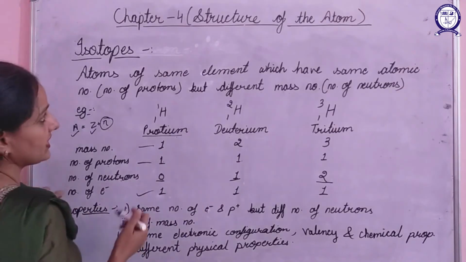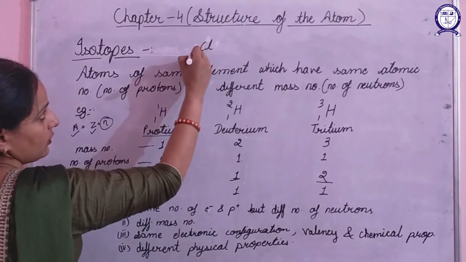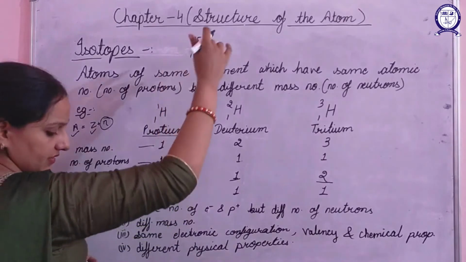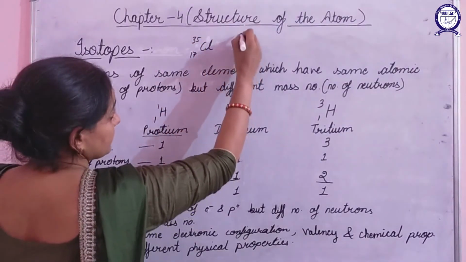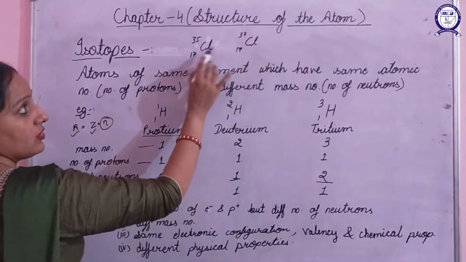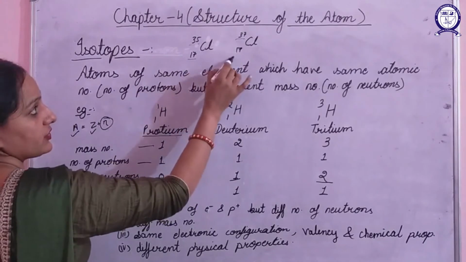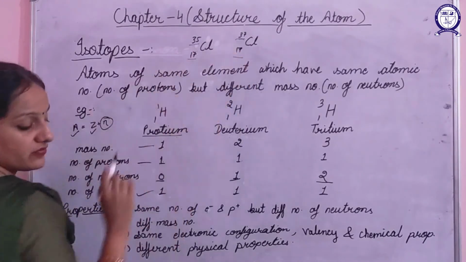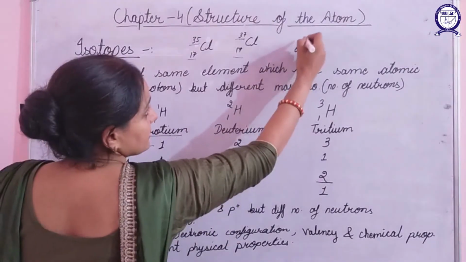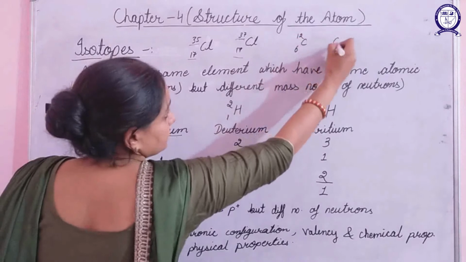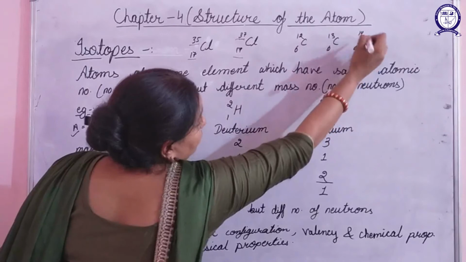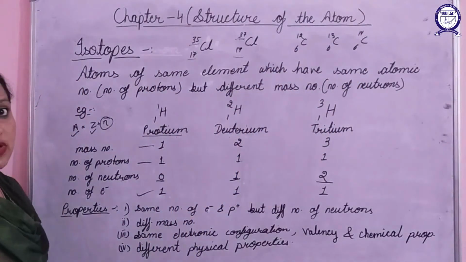In a similar way, we can have isotopes of chlorine also. One is 17Cl35, the second one is 17Cl37. These two are the isotopes of chlorine. They differ in their mass number, that is, their atomic number remains the same. It is the mass number which is different. In a similar way, we can have isotopes of carbon also, that is 6C12, 6C13 and 6C14. These three are the different isotopes of carbon.